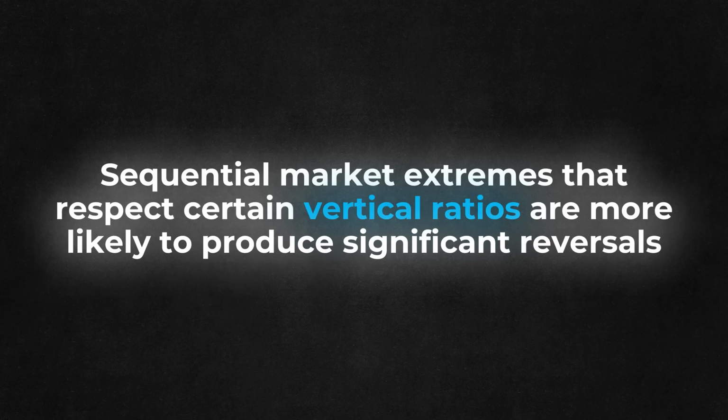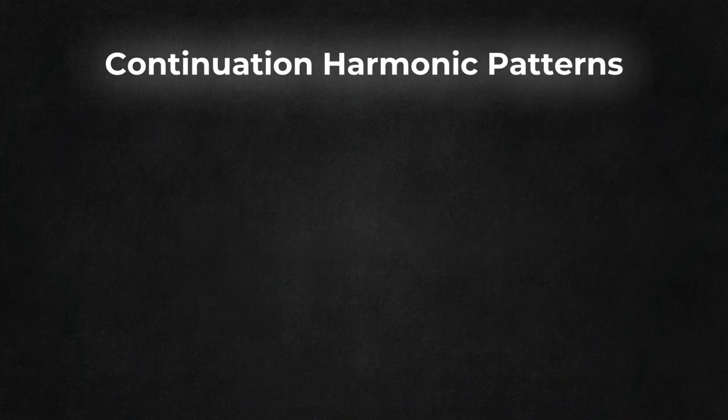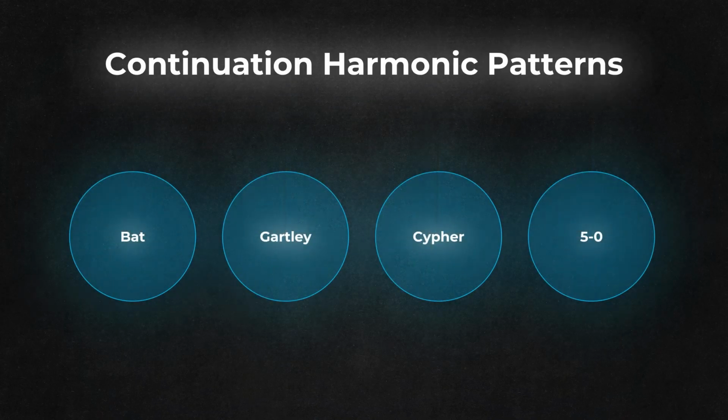Certain harmonic patterns tend to occur more in the continuation of a trend, and certain harmonic patterns tend to occur more at reversals. For example, the alt bat, the butterfly, the crab, the deep crab, the shark, the AB equals CD, and the three drives can all yield interesting results at the end of a trend. Other harmonic patterns yield interesting results in terms of trend continuation. That's the case with the bat, the Gartley, the cipher, and the 5-0 patterns. I have a free harmonic patterns course here on the channel as well, in case you are interested in learning about such patterns in greater detail.